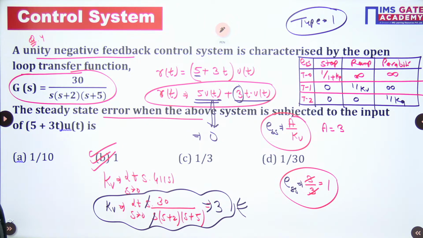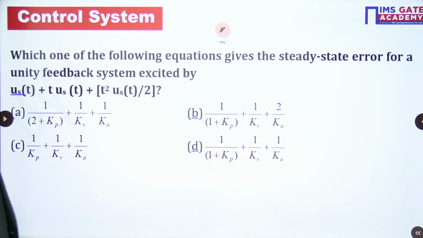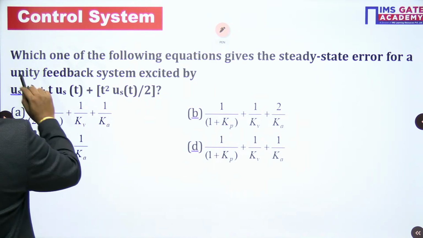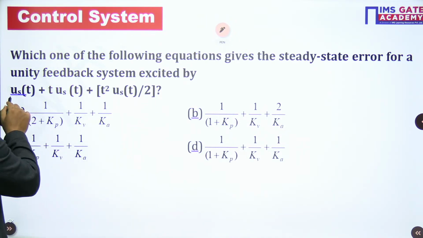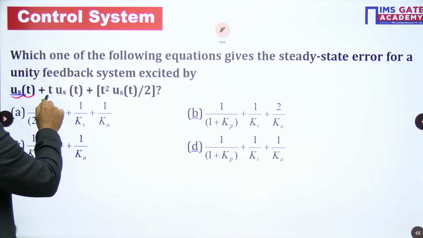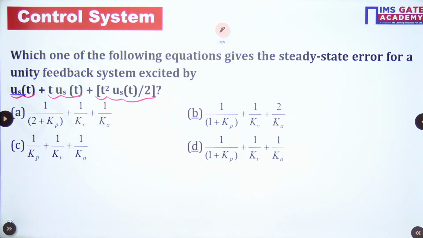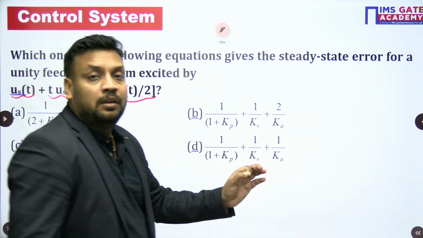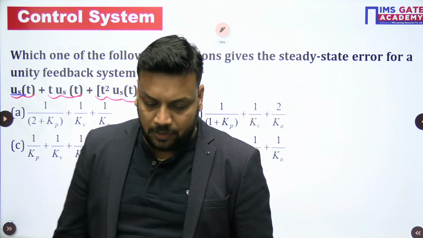Question number 4 is completed. The correct answer is B. Now we are going for the next, again a very good question, guys. Which of the following equations gives the steady state error for the unity feedback system excited by this input, where this has the step nature, this has the ramp nature, and this has the parabolic nature. The standard formula is nothing but the question only.